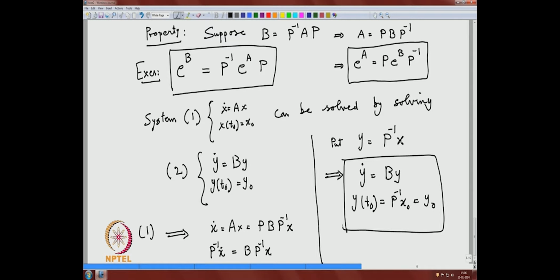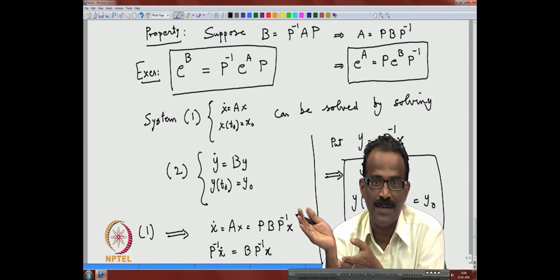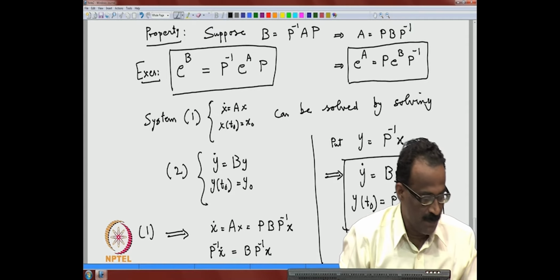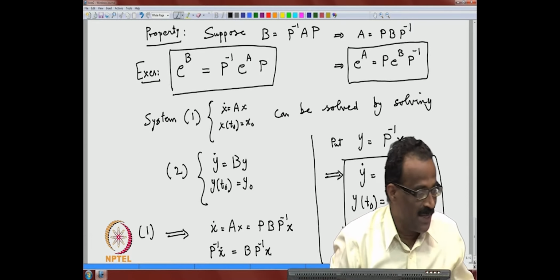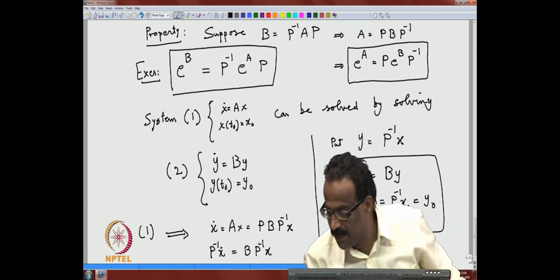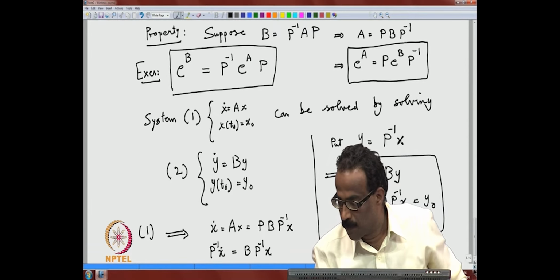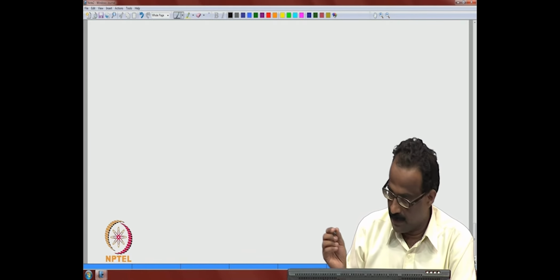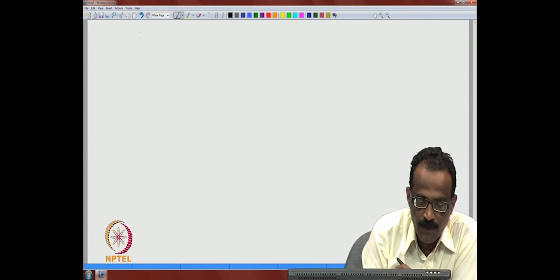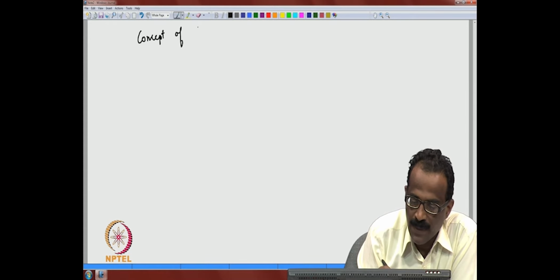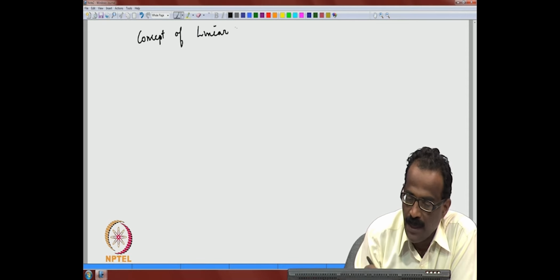So, if you have two matrices that are similar, the solution of the system corresponding to one matrix can be obtained by solving the system corresponding to the other, equivalent one. So, such two matrices are called linearly equivalent. So, this leads to the concept of linear equivalence.